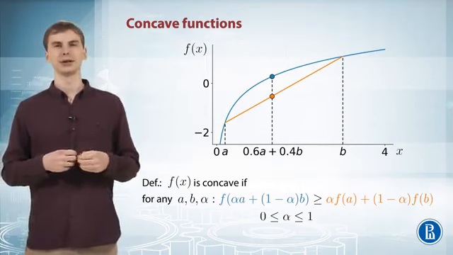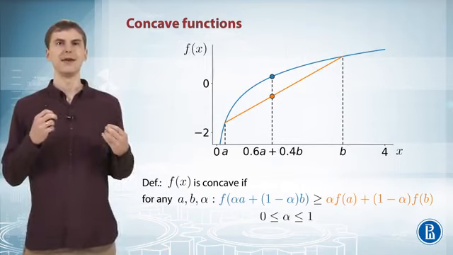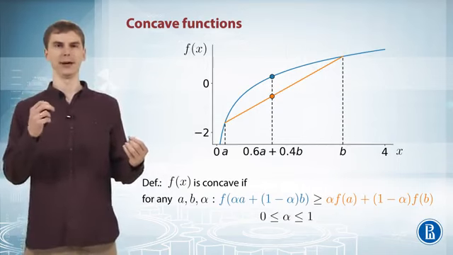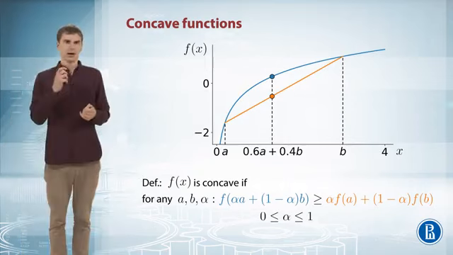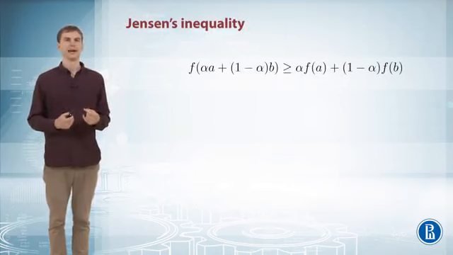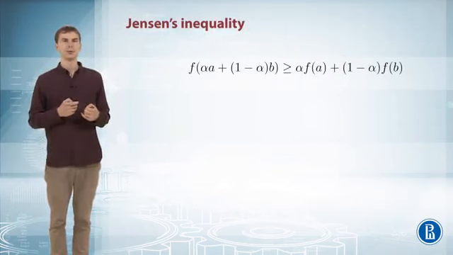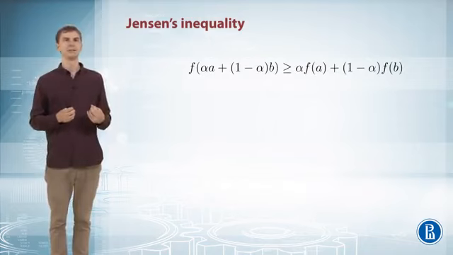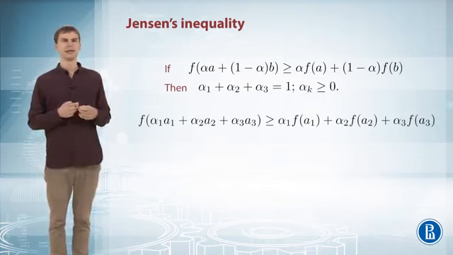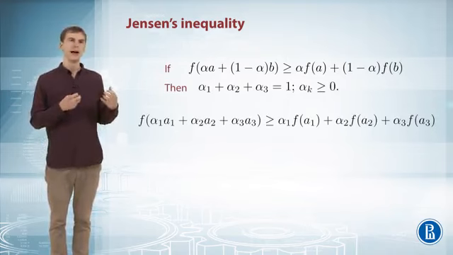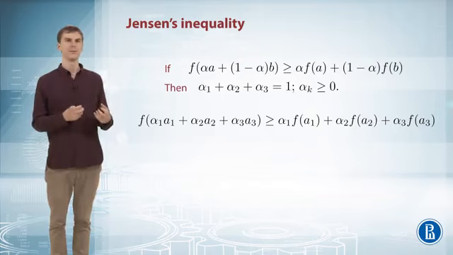Or yet in other words, for any 2 points a and b, the whole segment that connects f of a and f of b should lay below the function f. So if you have a concave function, like logarithm for example, then you can prove the same property but for more points. So for example, for any 3 points and for any 3 weights alpha, which are non-negative and sum up to 1, you can prove that f of mixture of these 3 points with weights alpha is greater than or equal to the mixture of f's.